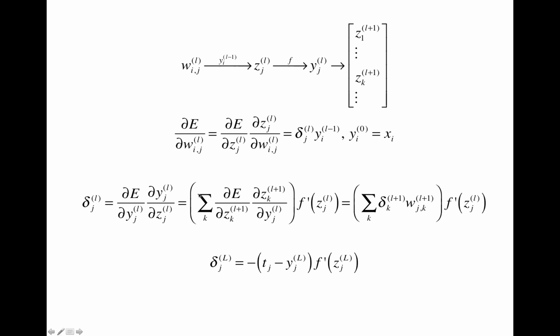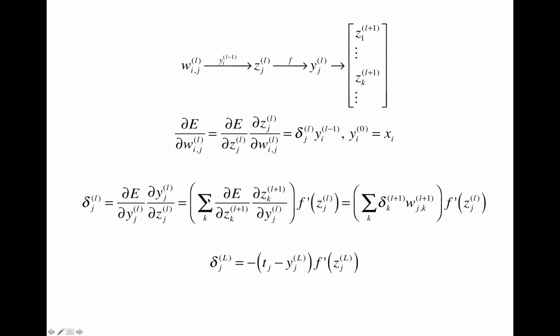So here, again, we have to apply the chain rule, but now with the summation over K. K goes through all the neuron indices in layer L+1. And then the stuff that we are summing up is partial E, partial ZL+1K, the logits in layer L+1, multiplying the derivative of the logit with respect to YJL.